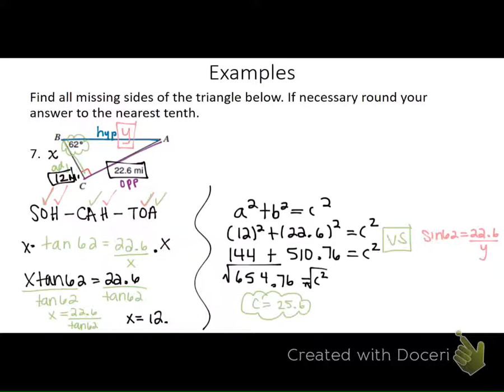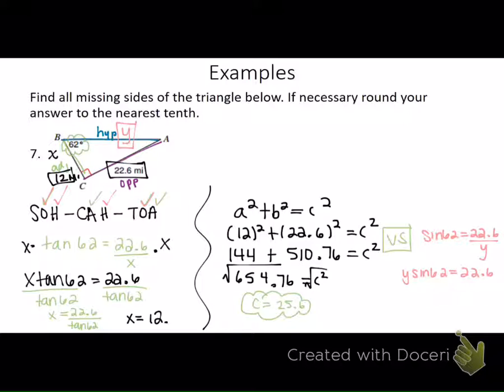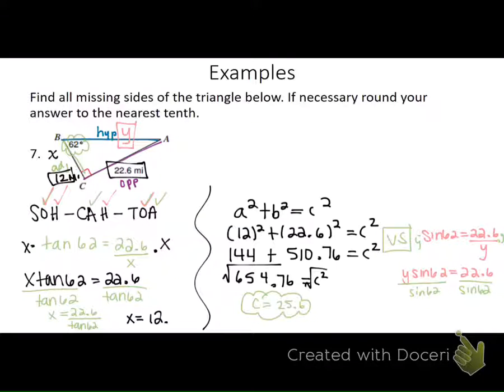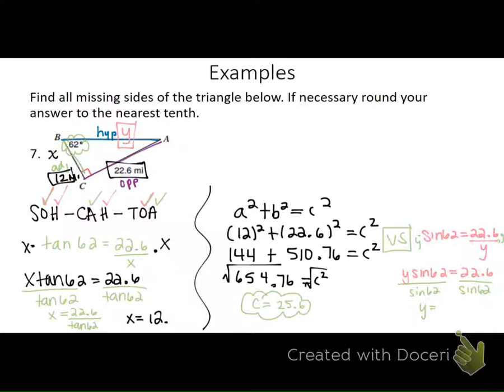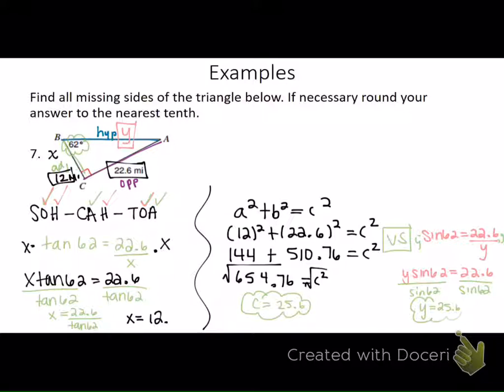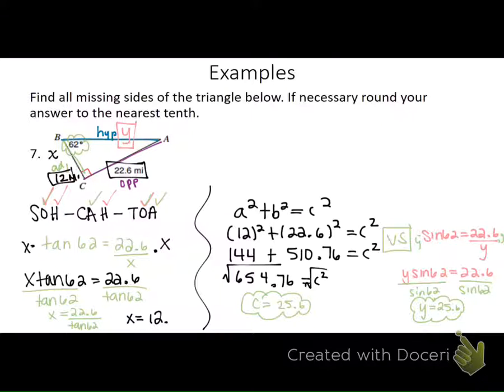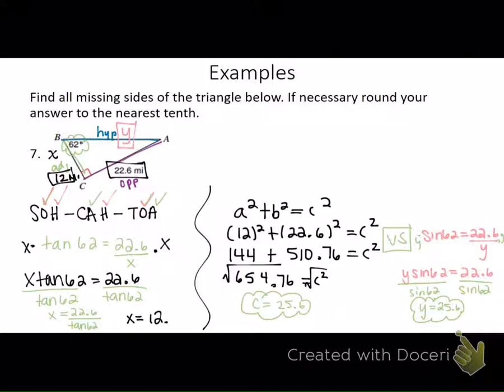It could have been a, it could have been b, it doesn't really matter. So I'll multiply by y on both sides. And then I'll divide by sine of 62. So go ahead and do 22.6 divided by sine of 62 in your calculator. And what did you get? 25.6. So do you see that it doesn't matter? If you hate the Pythagorean theorem and you're really enjoying trig right now, go ahead and do that. If you love the Pythagorean theorem and prefer that, you see that there's two different ways of doing it. Okay? All right, lesson number 1.